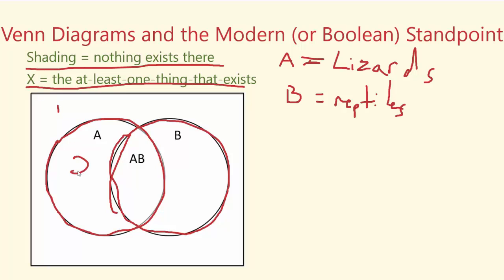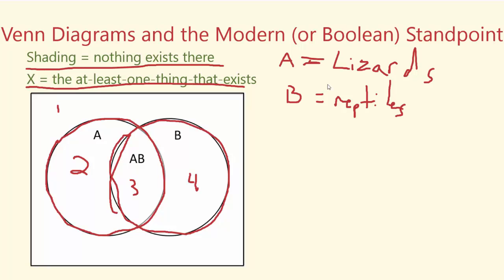So given this Venn diagram, we have three areas. The one that's outside of both A and B. These are non-A's and non-B's. The area that is in A but outside of B. The area that is within both A and B. And the area that is in B but outside of A.